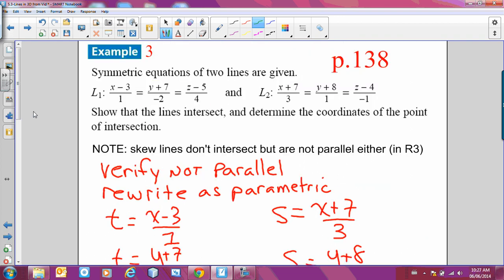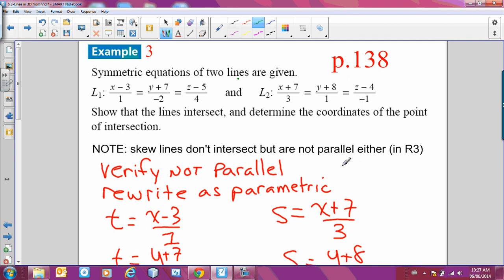So all of that leads us to the granddaddy of them all, the intersection point of two straight lines in 3 space. So this is example 3 out of the file that I gave you. Here's my line 1, here's line 2, and show that the lines intersect, determine the coordinates of the point.